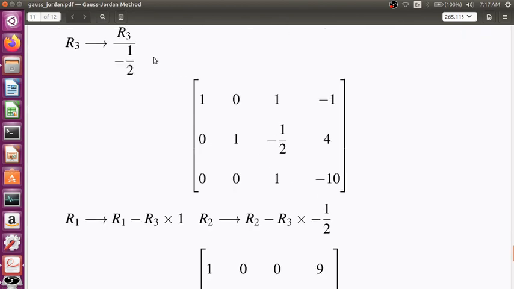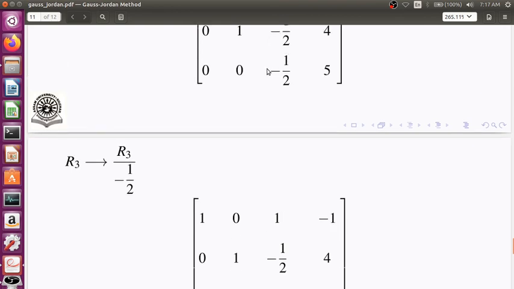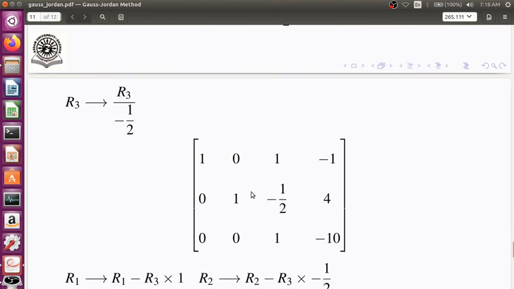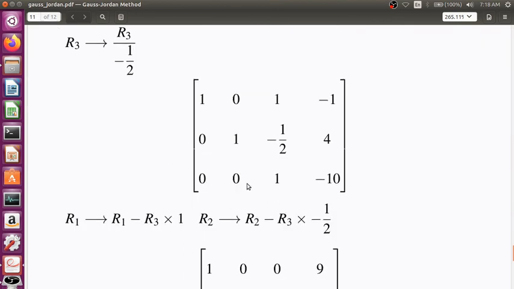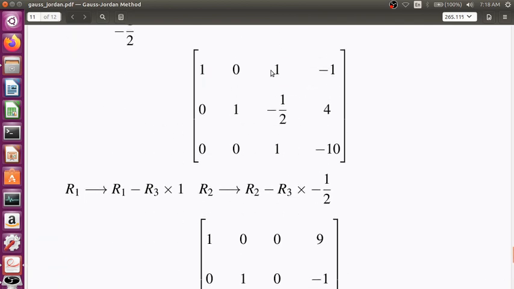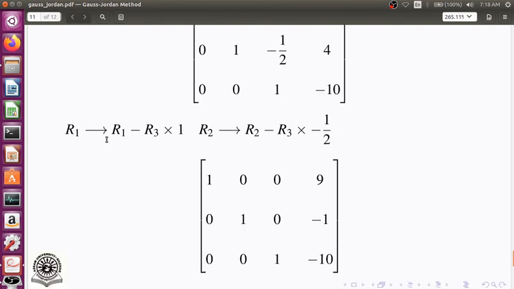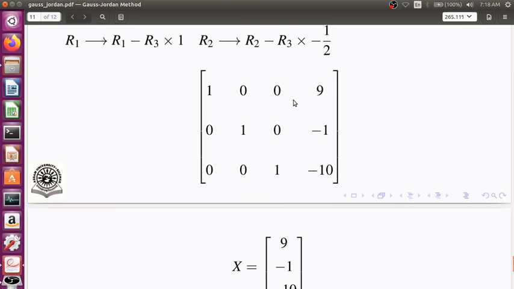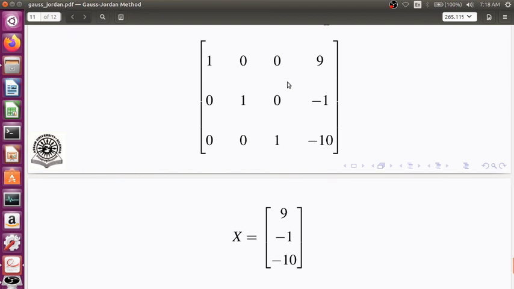After this operation, we have to make the a33 to be 1. So this we can do by dividing row 3 elements with -half, and that will result in 0 0 1 and -10, remaining these two elements as it is. Then we have to make 1 and -half these elements 0. So this operation has to be performed. R1 is replaced by row 1 minus R3 multiplied by 1, and row 2 has to be replaced by row 2 minus R3 multiplied by -half. So that will lead to 1 0 0 9, 0 1 0 -1, 0 0 1 and -10. So we see that A matrix is diagonalized.